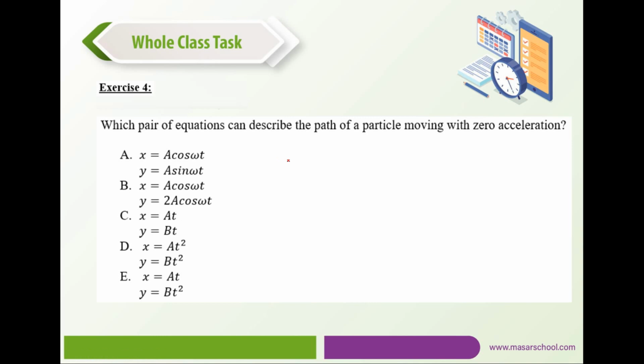Now, which pair of equations can describe the path of a particle moving with zero acceleration? Zero acceleration means that the velocity is constant, which means that the position is linear both in x and in y, and the correct answer in this case is C.